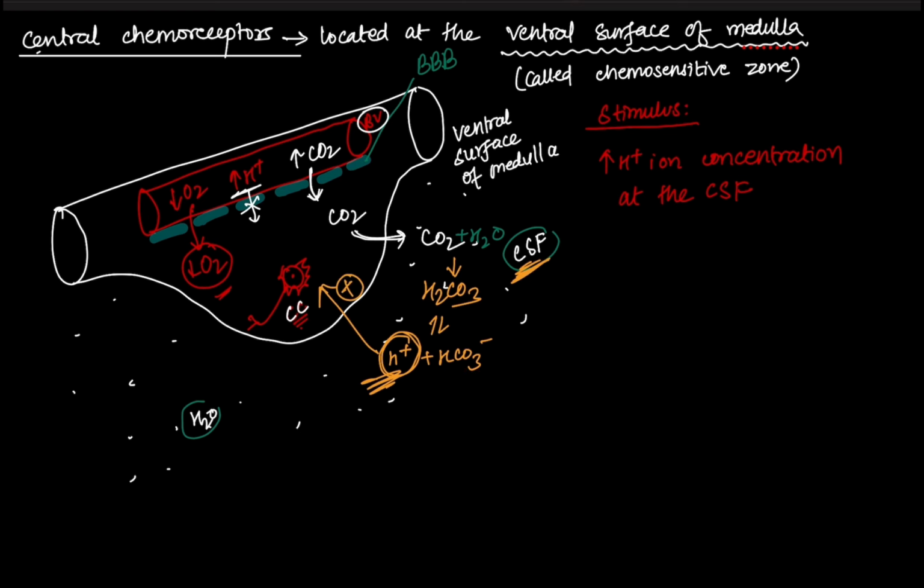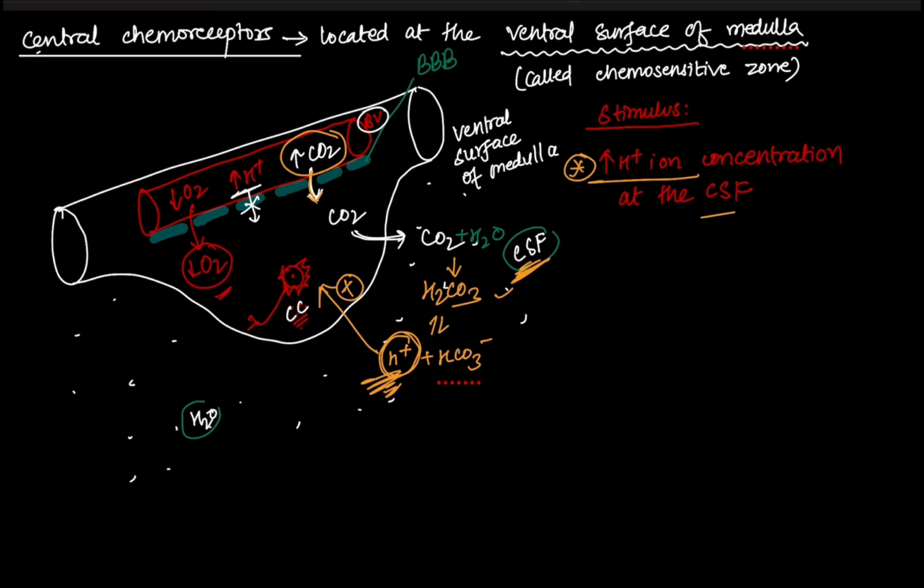The answer is yes. The answer is obviously this H plus is going to be a stimulus for the central chemoreceptor, because we have already written here that increase in H plus ion concentration at the level of CSF will always be a stimulus for the central chemoreceptor. So in this manner, if there is an increase in CO2 level at the level of arterial blood, then this CO2 will produce carbonic acid at CSF, and this carbonic acid will dissociate to form H plus ion at the CSF, and this H plus ion will be a stimulus for the central chemoreceptor. So in this manner, the central chemoreceptors are going to get activated, right?